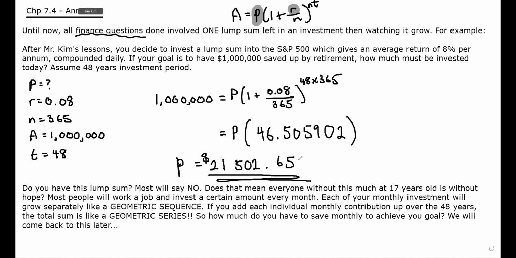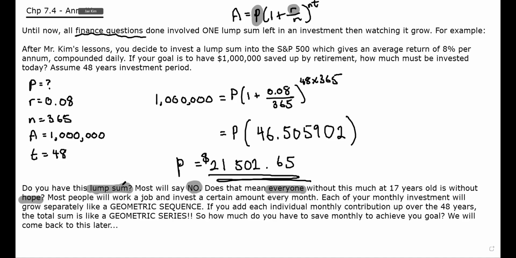The only money I had, and I told you the story, I wasn't a spender, but the amount of money that I actually had in my account only amounted to the gifts that I received from my uncles and aunts when they visited me from Korea. So it amounted to like a couple thousand, right? I felt nice about it, but nowhere near $21,000. So I'm assuming that's going to be like most people. Do you have this lump sum? Most will say no. Does that mean everyone without this much is without hope? That's not true either.